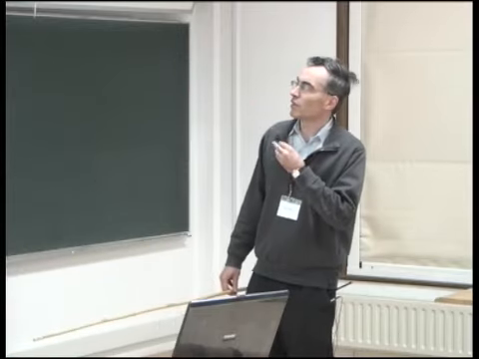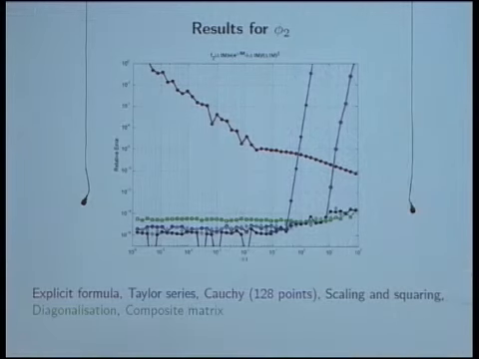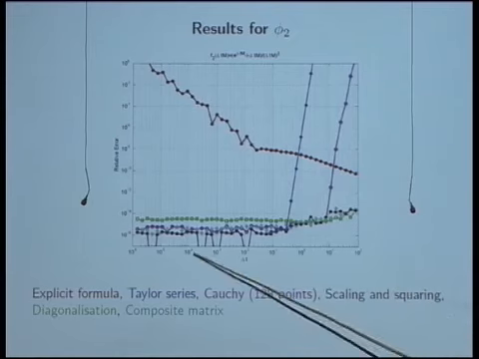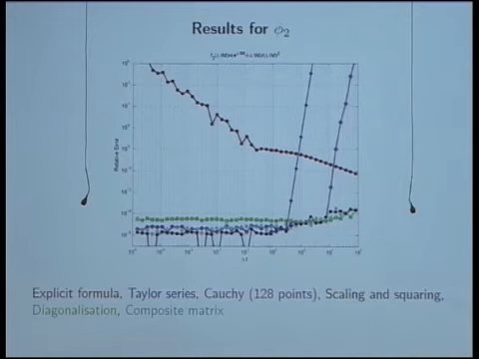So here's an illustration of results for various methods. This is the error in computing this function phi 2, that was e to the z minus 1 minus z over z squared, for the matrix M multiplied by a time step, which is here called delta t. And so as we scale the matrix up, this is just a scaling factor for our second derivative matrix.